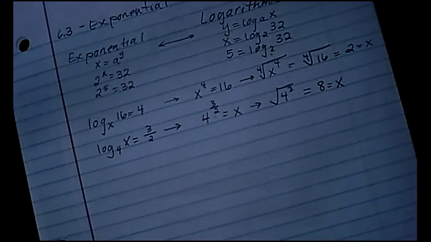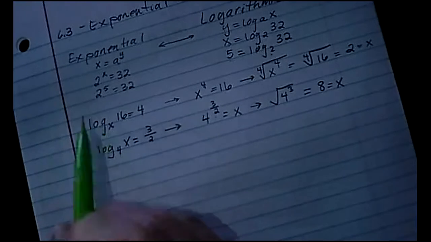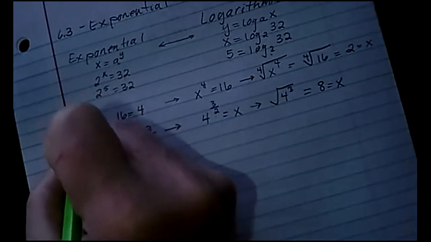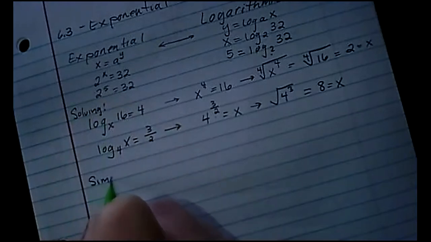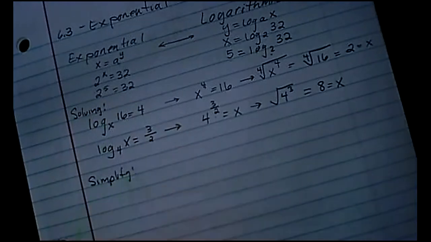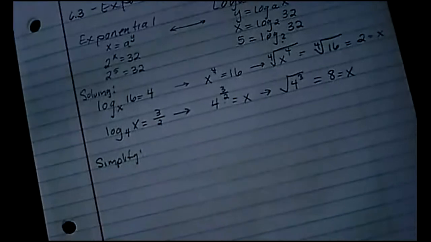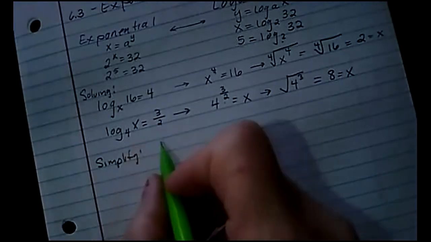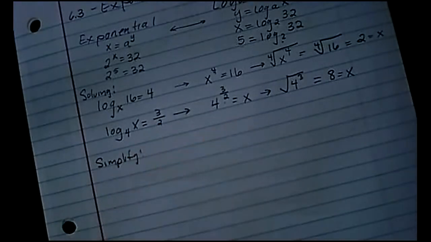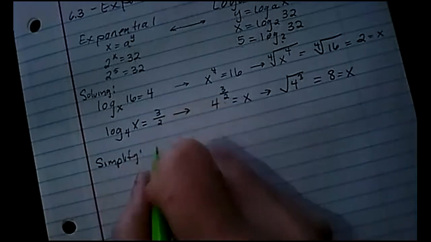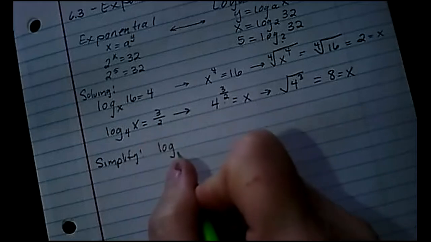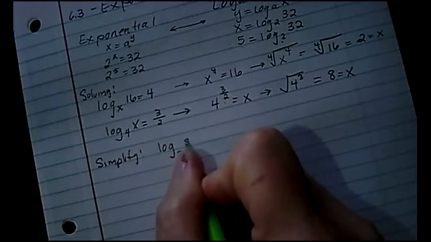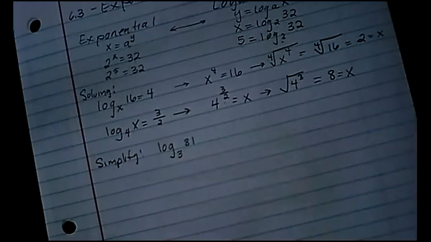Now, sometimes though, this is solving an equation, right? So this right here would be solving. Now here we just want to simplify. So there's not going to be an equal sign in that because we're not solving it. So the question here would be something to the effect of, let's say log, let's do base 3 of 81. Okay, it just says simplify that.